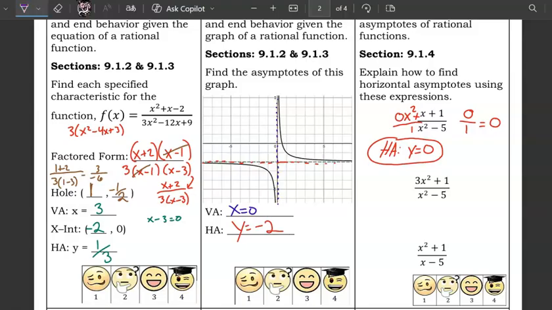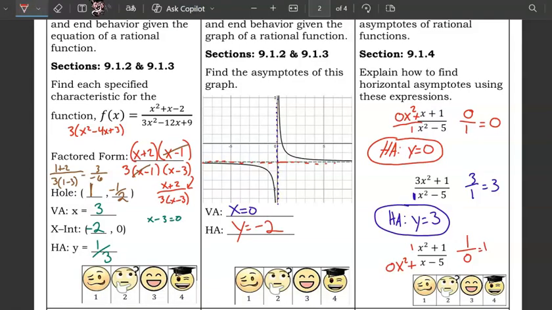Now for the next one, they do have the same leading term already. 3 over 1 equals 3. So the horizontal asymptote is at y equals 3. For the last one, we have x squared plus 1 over x minus 5. They're not the same. We need to add 0x squared to the denominator. 1 over 0 is undefined. So there is no horizontal asymptote.